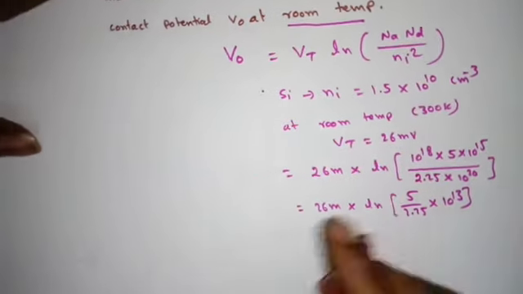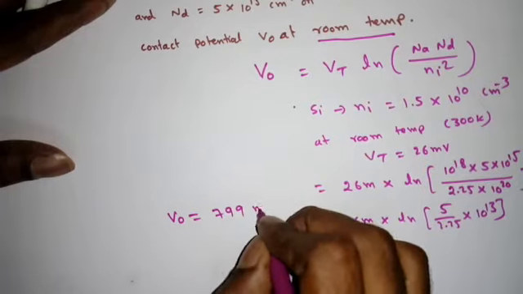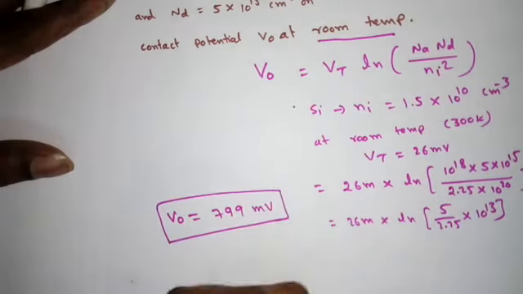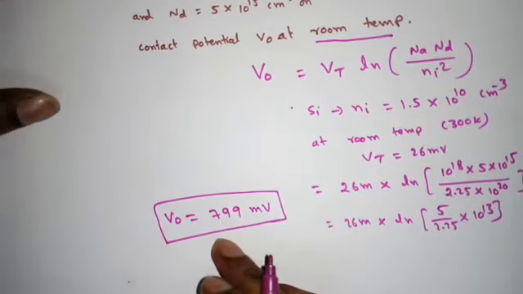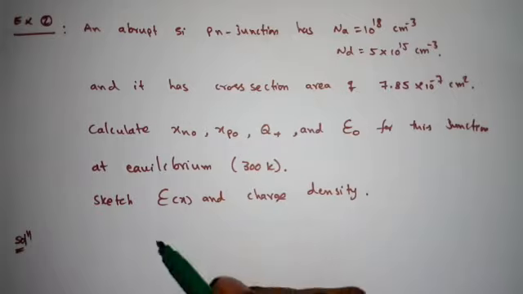So when we solve this one, V0 will be approximately 799 millivolts. So this is the contact potential or built-in potential for these values. Next, I'll solve this question.